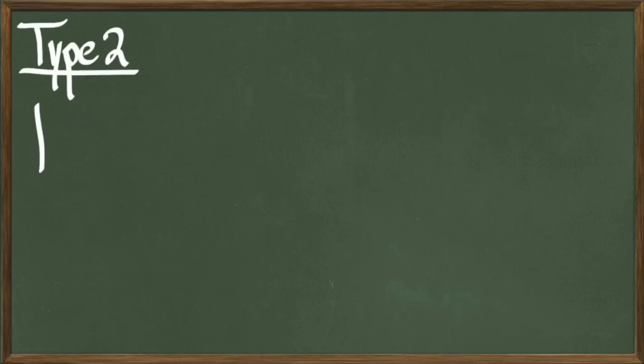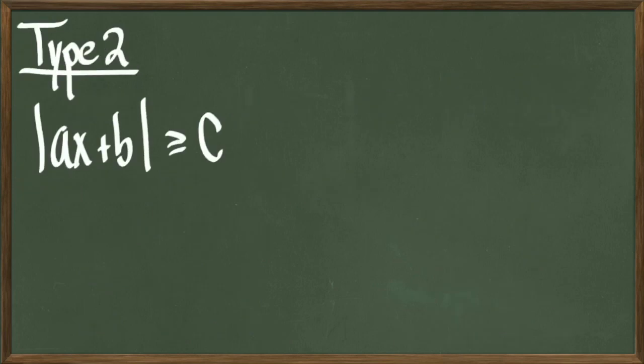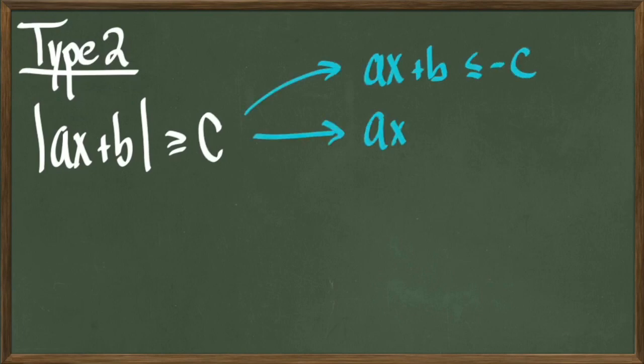Now we can go ahead and discuss the second type of absolute value inequality. The second type covers what to do when my absolute value is greater than the number given. So if absolute value of ax plus b is greater than or equal to c, I have 2 inequalities to solve. The first is ax plus b is going to be less than or equal to the negative version of c, and the second is going to be ax plus b is greater than or equal to c.